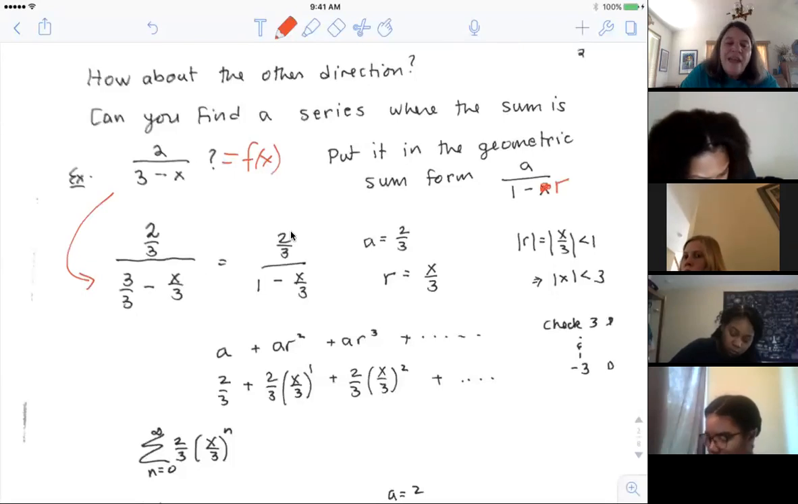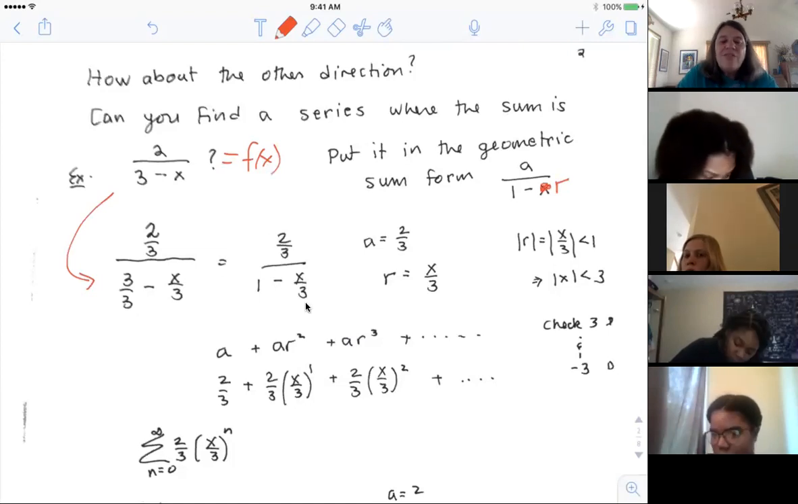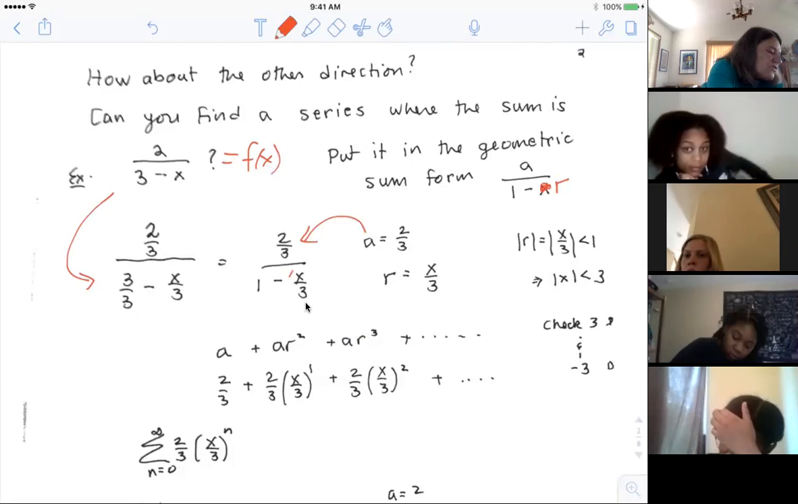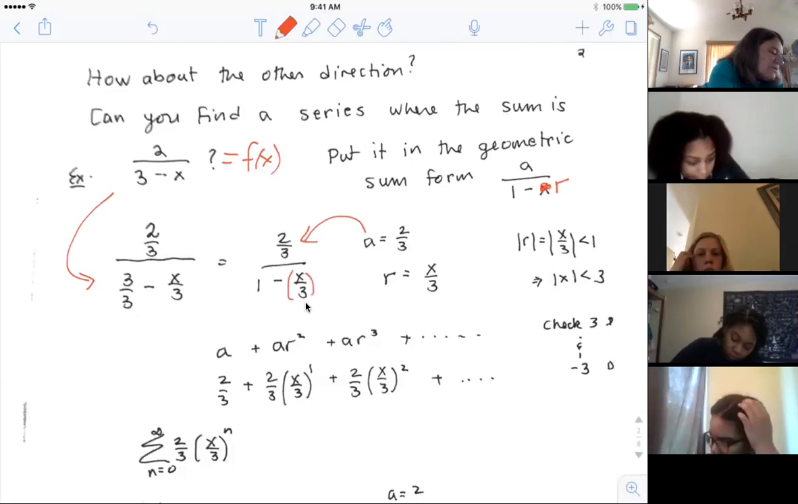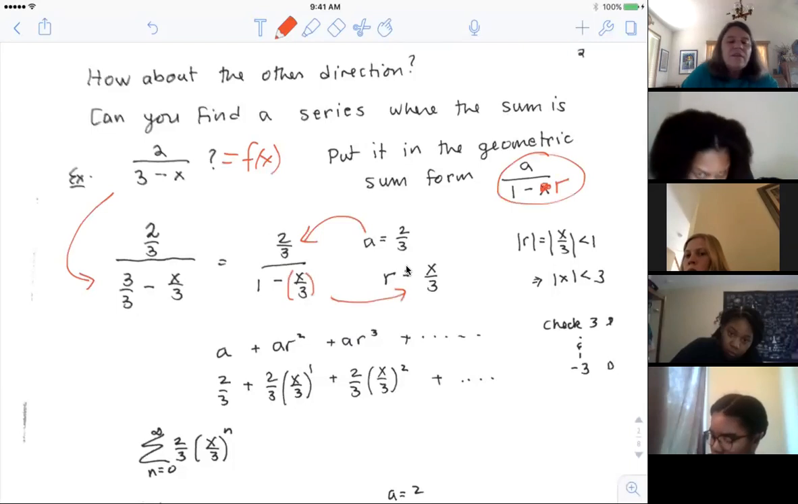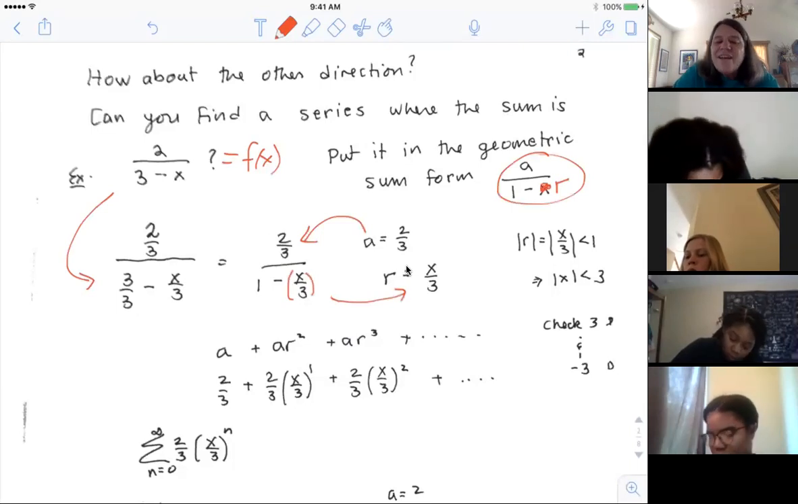Now, if you look at it, it looks like 2/3 over 1 minus x over 3. That looks like the sum of a geometric series, where A is 2/3 and R is just this thing, x over 3. All right, R is x over 3. And again, I did that because I was trying to put it in this form right here. Now, I can write it as a series.